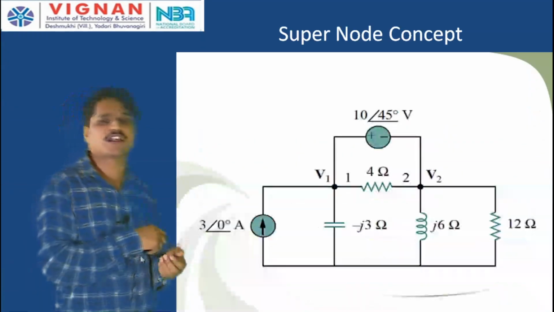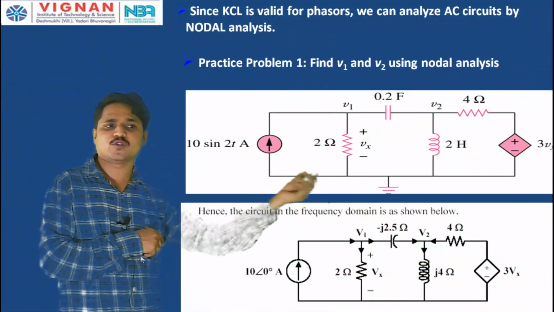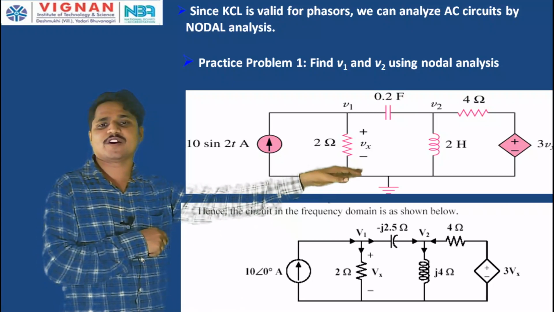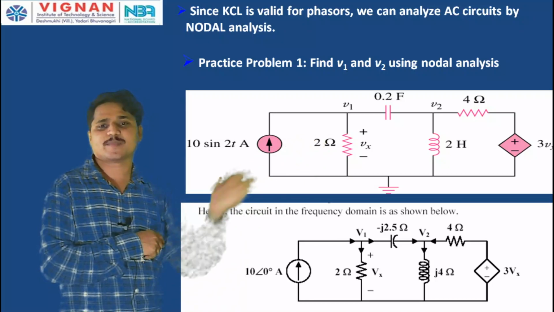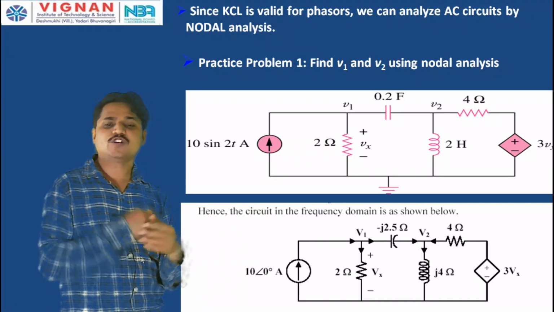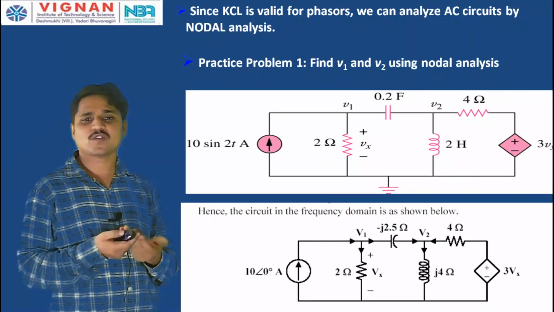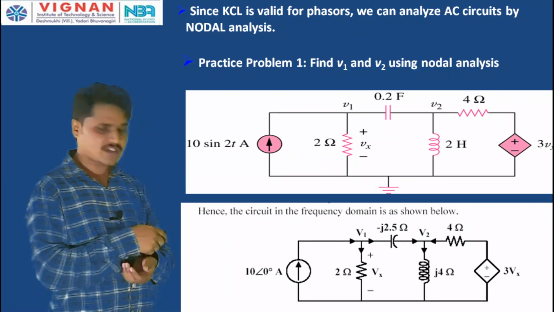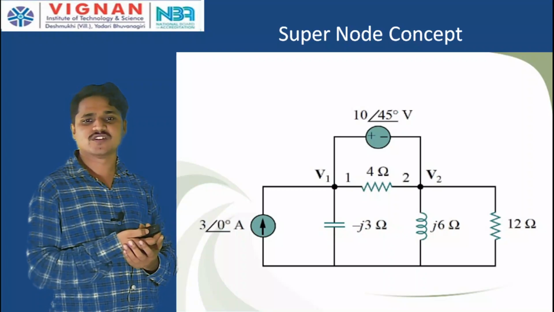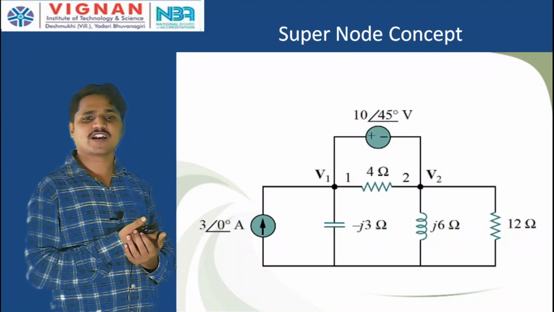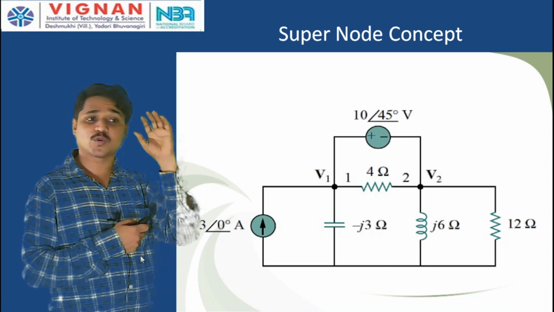Once you calculate the voltages V1 and V2 for this network, then it is easy to calculate the currents: the current flowing through the 2 ohm resistor, the capacitor, the inductor. Once you calculate the current, then it is easy to calculate the power, because power is the product of voltage and current, V into I. So, that is the supernode concept. Whenever there is a current flowing in any branch that you are unable to find, so you cannot apply the Kirchhoff current law in nodal analysis, then you have to think of the supernode concept.